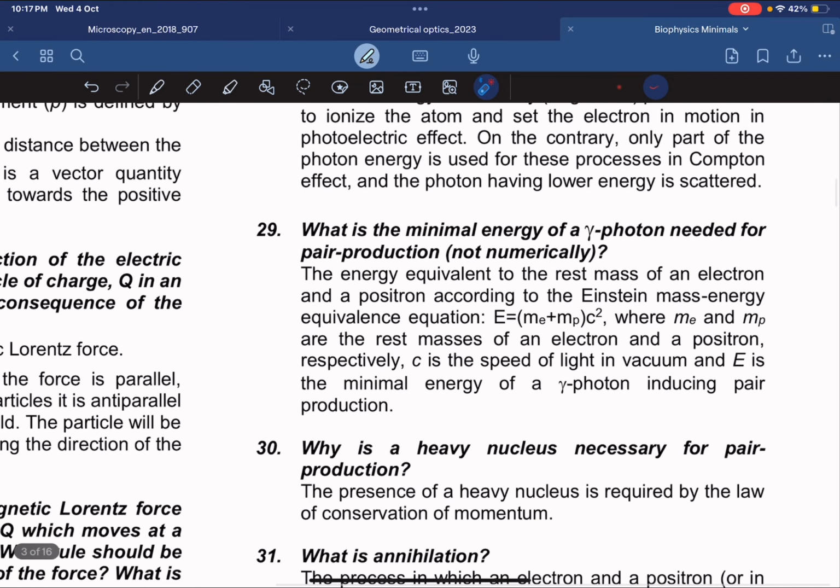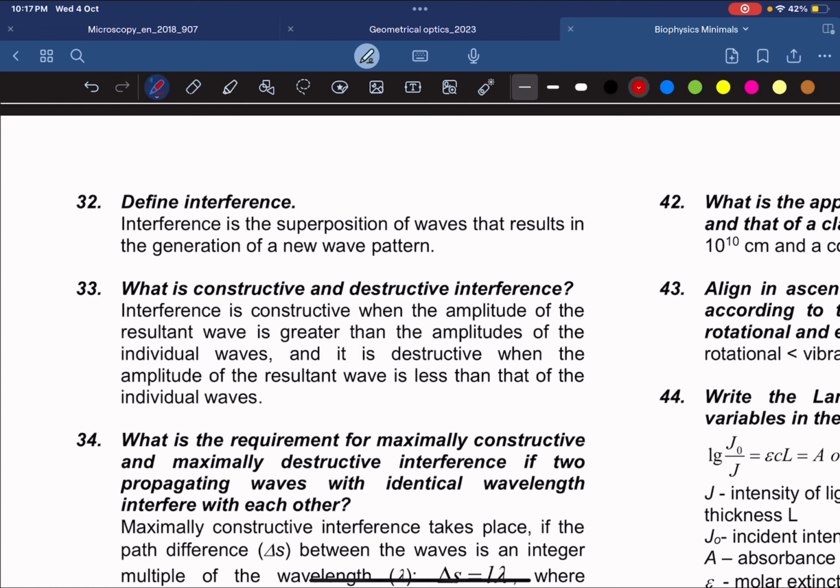X-rays will be done, no worry. X-rays. Over here, now, this is our stuff. Define interference. Interference is a superposition of waves that results in generation of new wave pattern.